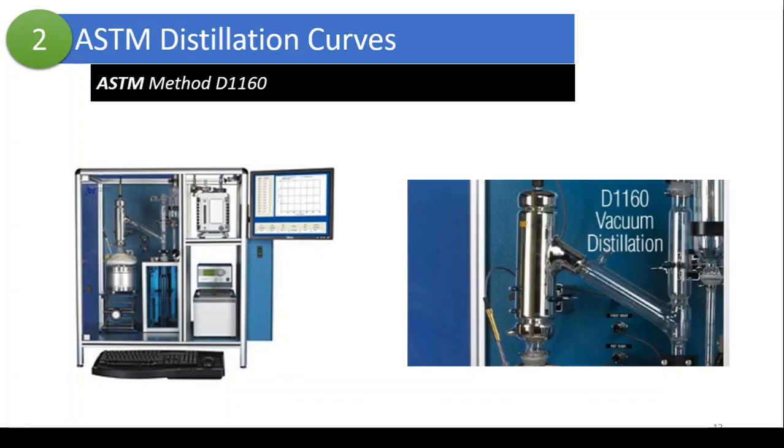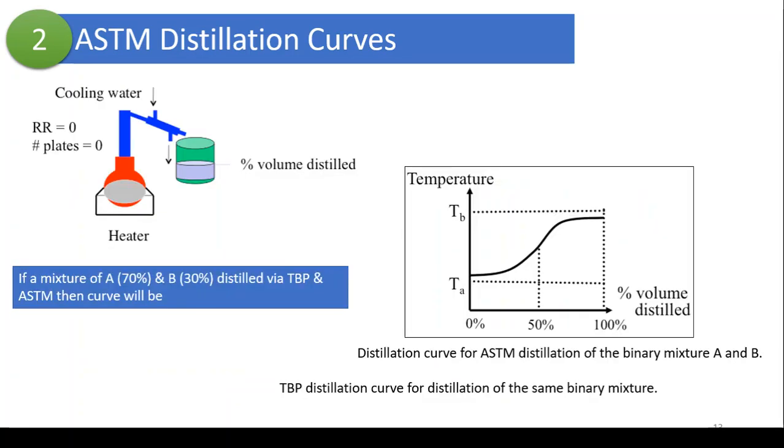And if we come to the ASTM distillation curve, how it looks like, we have taken the same sample as in the case of the TBP, where A is 70% and B is 30%, that is a binary mixture. If you carry out this binary mixture in the ASTM distillation, you can obtain a continuous curve, which is given here. So this is how it looks for the binary system.